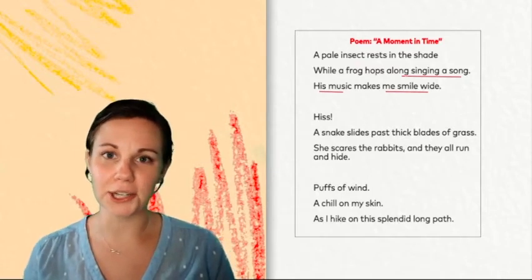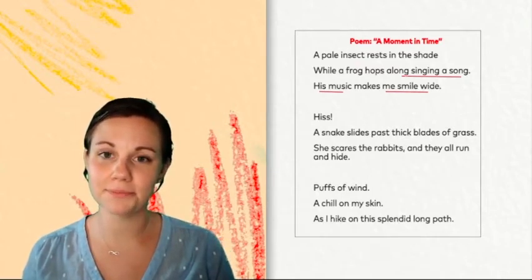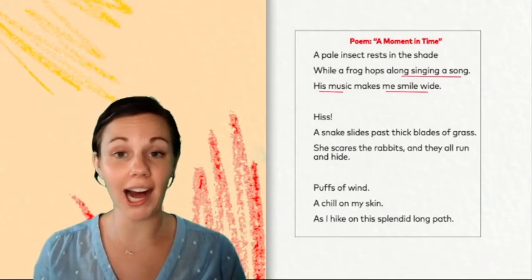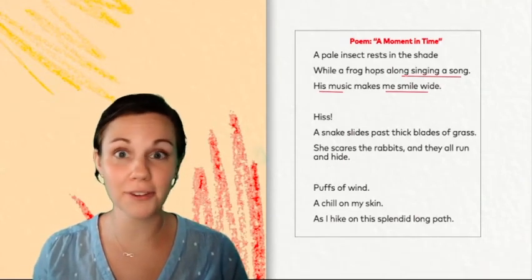Go ahead and share what this poem was about. It seems to be about a hiker going for a walk.